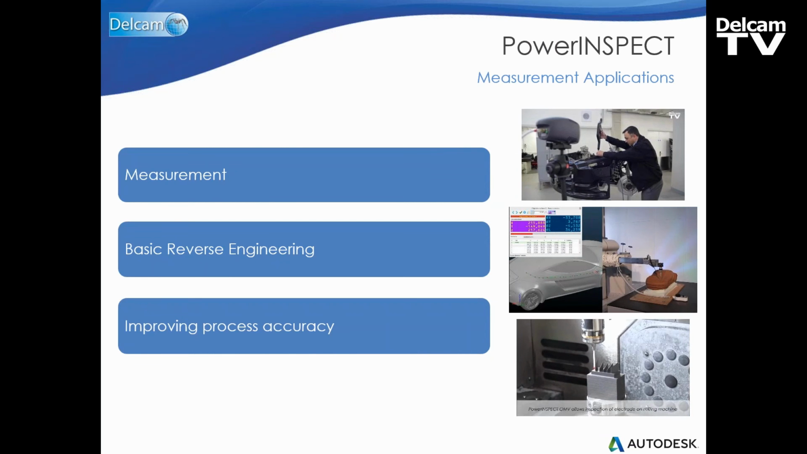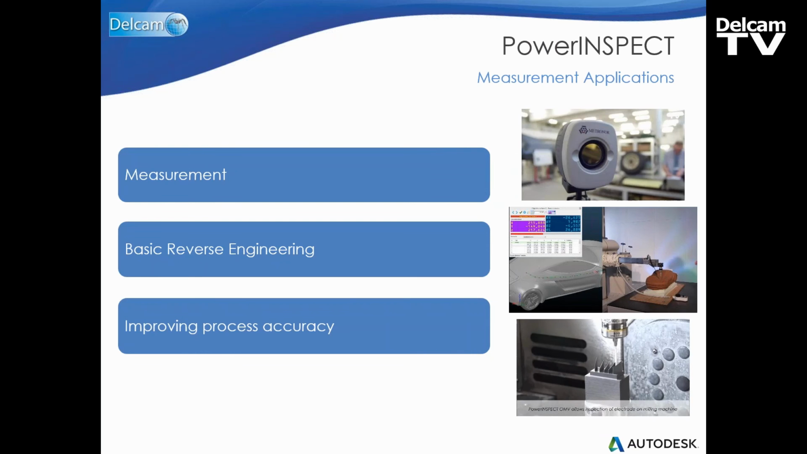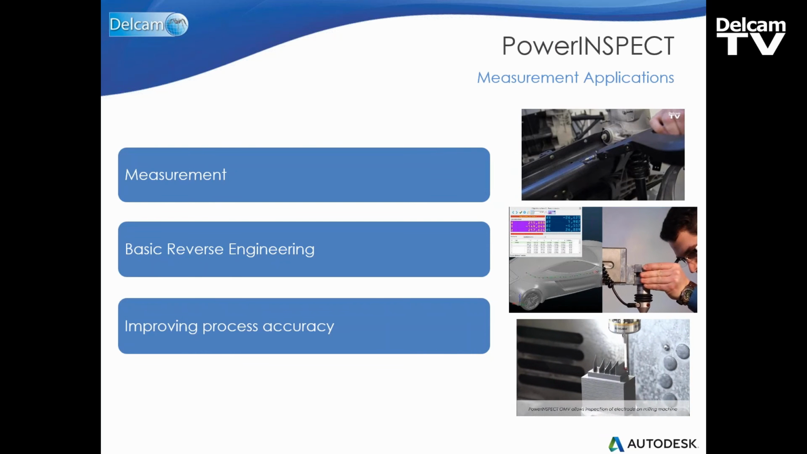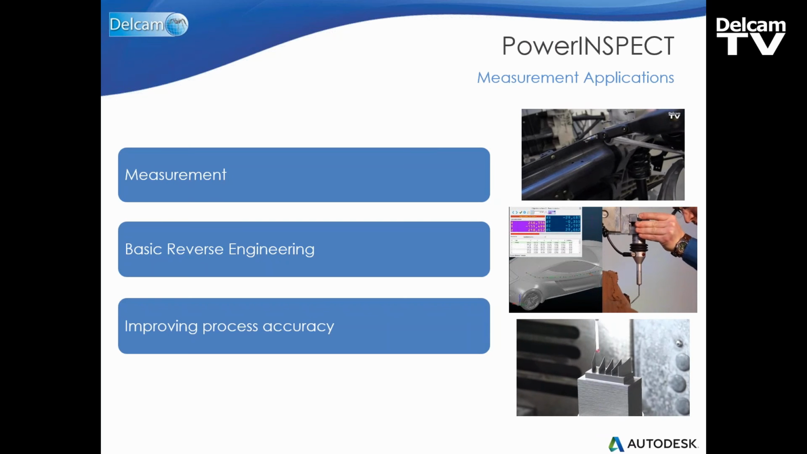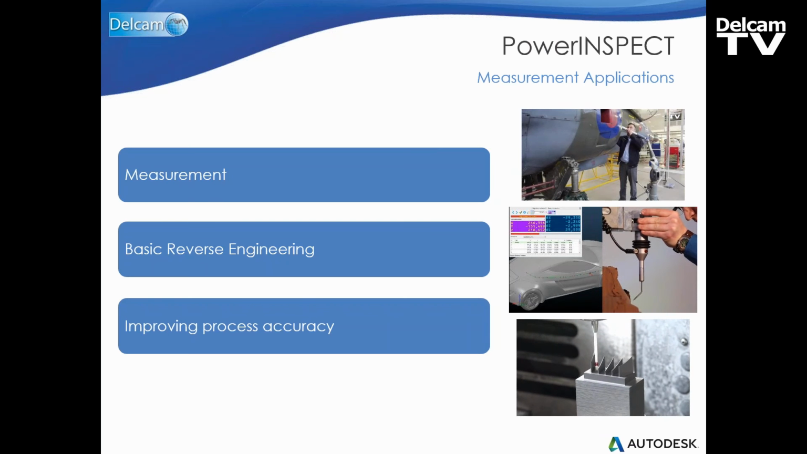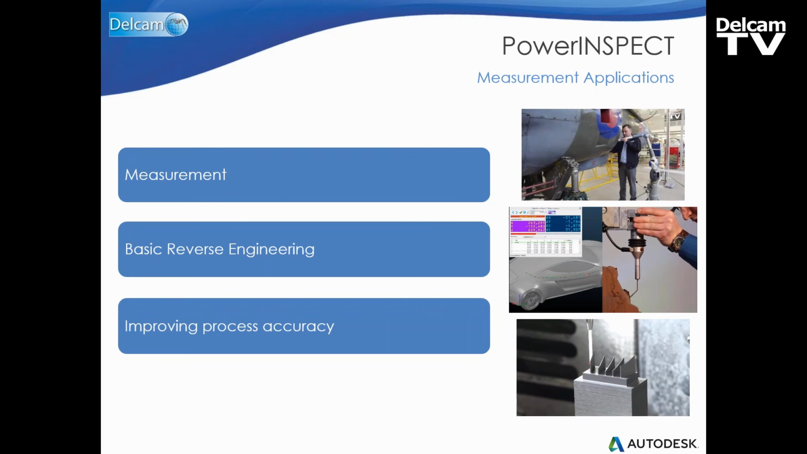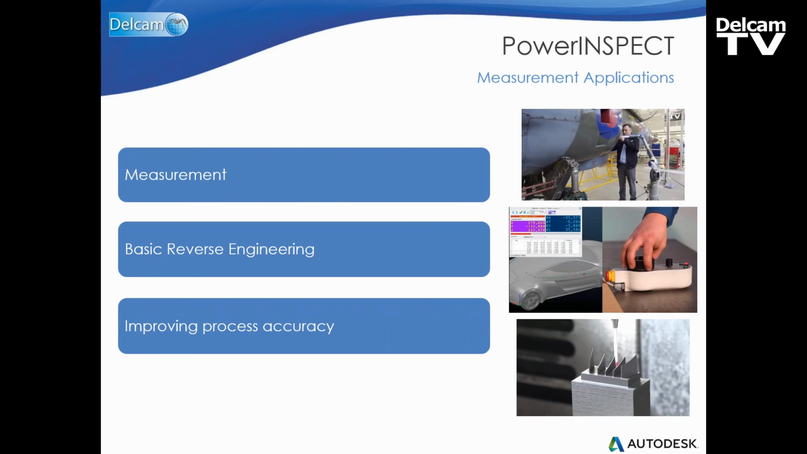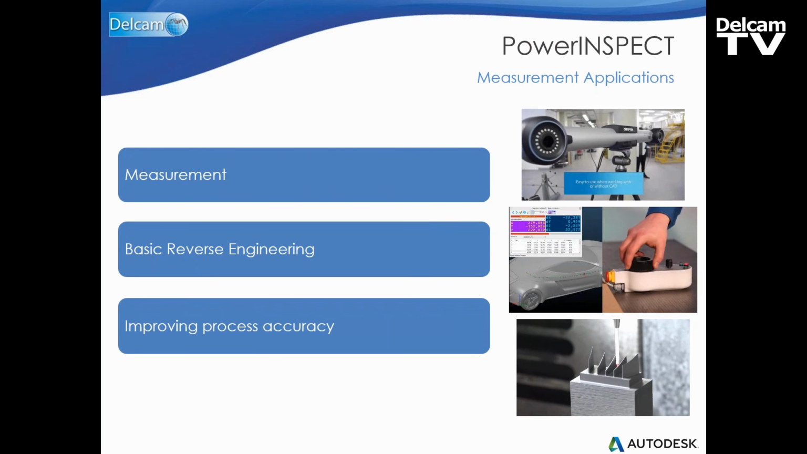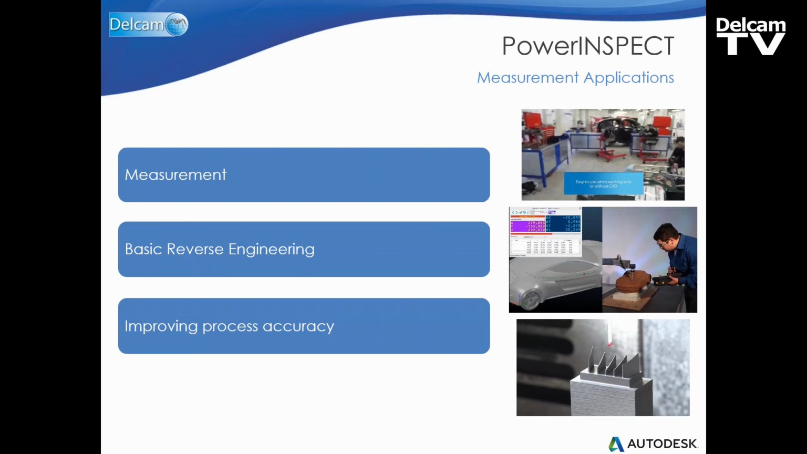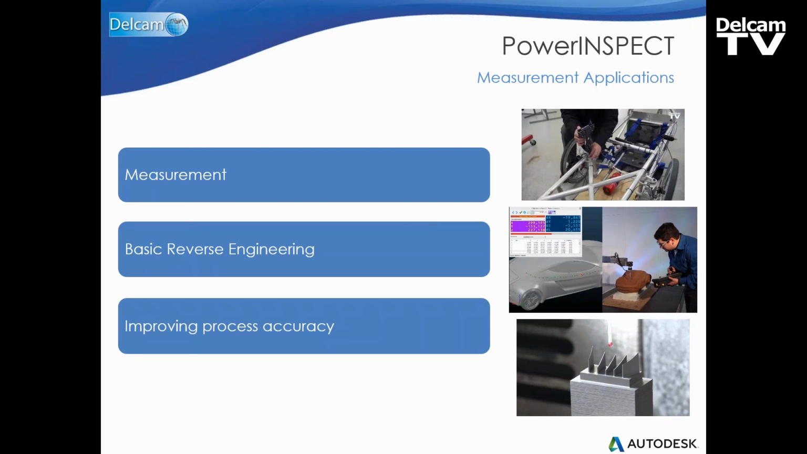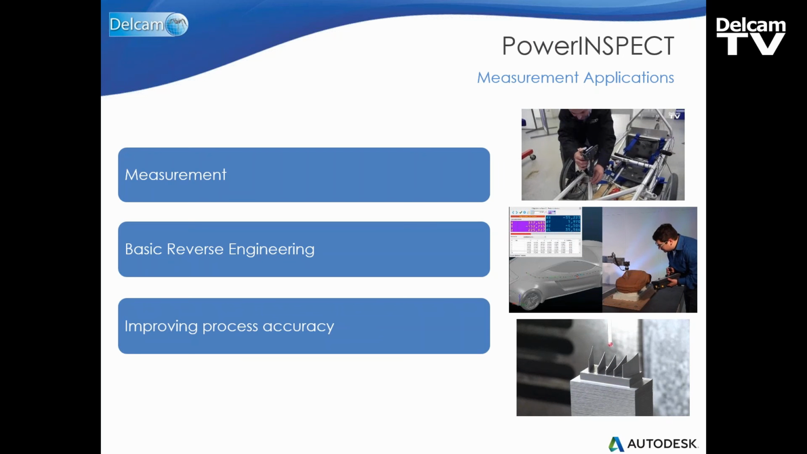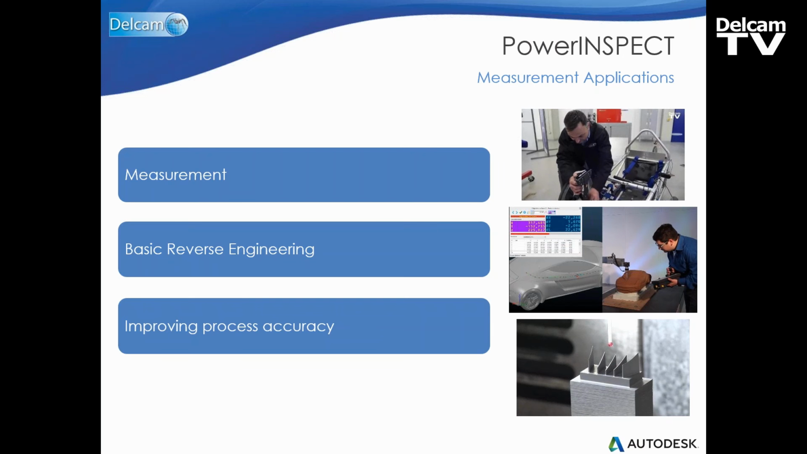Okay, so let's have a look at the background of PowerInspect. Here we've grouped PowerInspect's measurement applications into three groups. We've got measurement, so that's traditional inspection. You'd be talking there about inspection of parts, tooling and structures. So it might be used for CAD comparison or for identifying the size and position of geometric features.